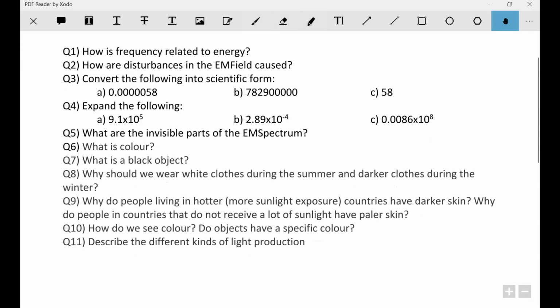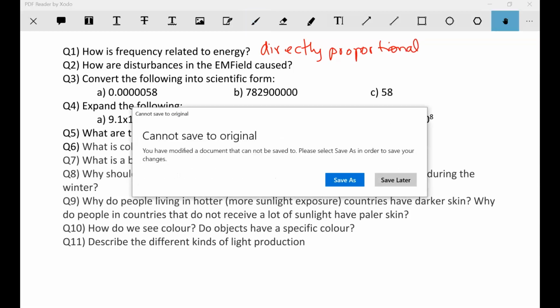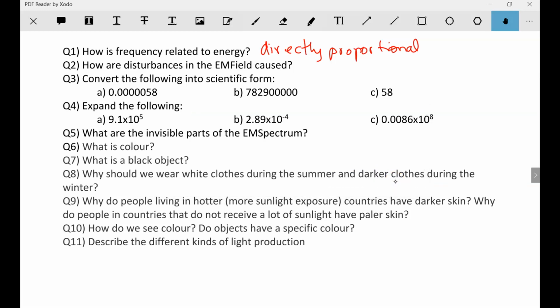Okay. How is energy related to frequency? Energy is directly proportional to frequency, which means as frequency increases, energy increases, and vice versa as well. So gamma rays, which have high frequency, also have high energy. Radio waves, which have low frequency, also have low energy. In contrast to directly proportional is inversely proportional, which is the relationship between frequency and wavelength. As one increases, the other decreases.